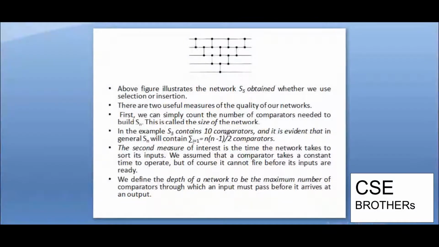The second measure of interest is the time the network takes. The aim of the network is to optimize the time whatever the existing algorithm takes. We assume that a comparator takes a constant time to operate, but a comparator cannot fire until its inputs are ready. We define the depth of a network to be the maximum number of comparators through which an input must pass before it arrives at the output. You can see in this picture the depth of our network is 1, 2, 3 or 4. For the S5 network the depth is 4.